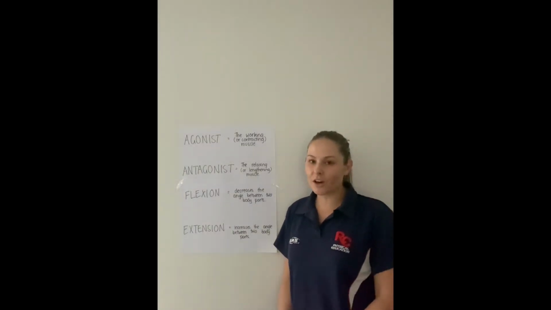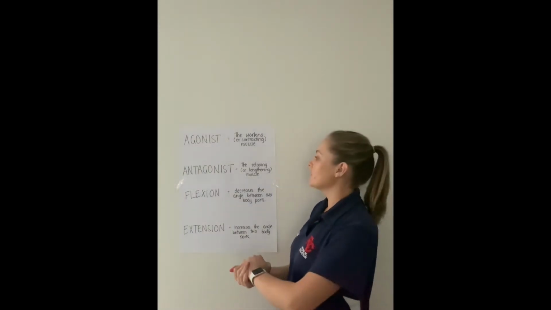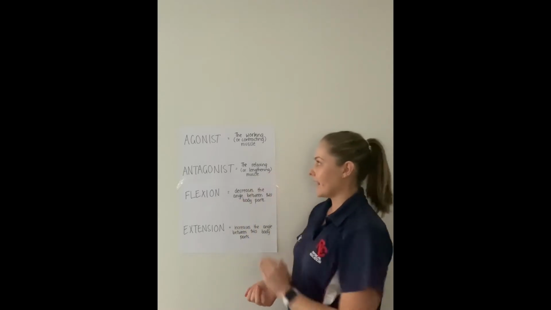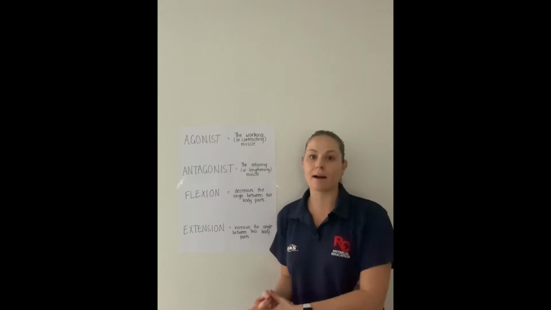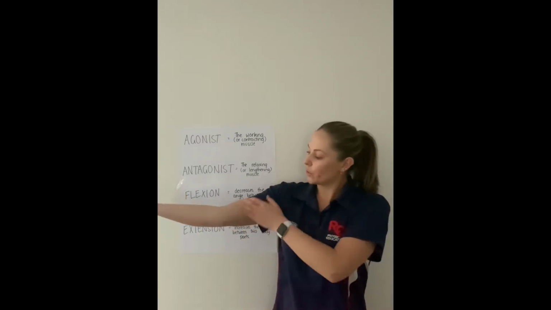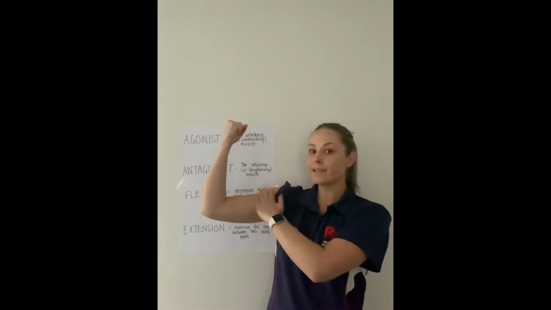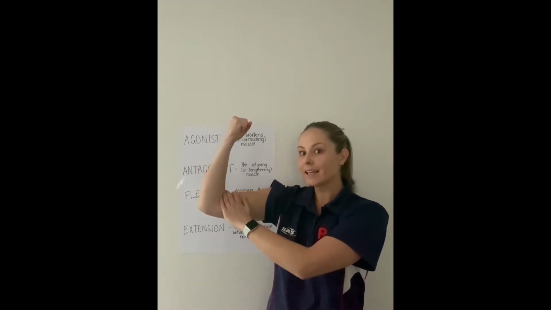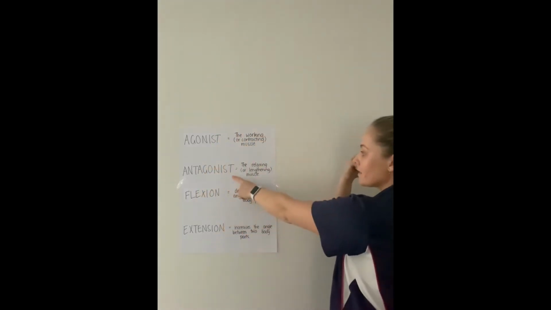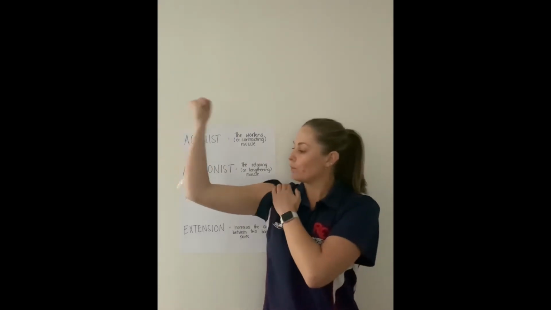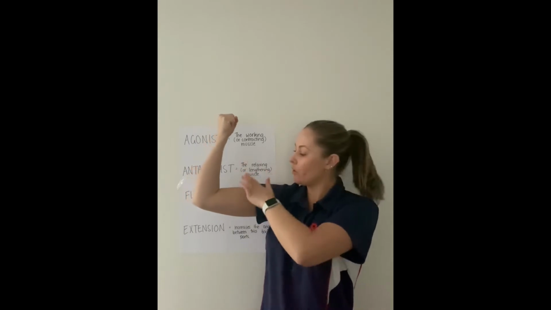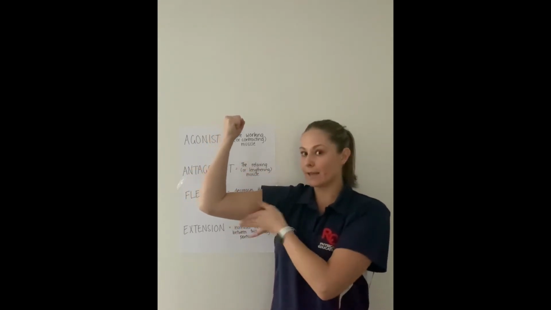Alright team, so first up we have got agonist and antagonist. So reminder that agonist is the working muscle. So if I was doing a bicep curl, the working muscle would be the bicep because it is contracting, and the antagonist, which is the relaxing or lengthening muscle, would be my tricep. And we know that these two work together because muscles work in pairs.